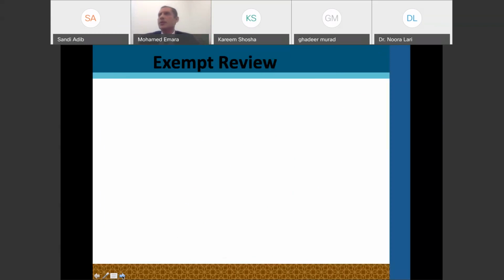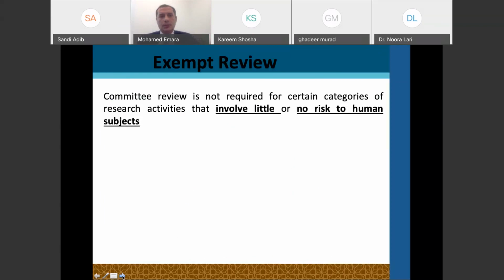So the first type is the exempt review, and this is the easiest one, which makes everyone happy, committee and researchers. Committee review here is not required for certain categories of research activities that involve little or no risk to human subjects. If there is little or no risk to human subjects at all, that's fine. So you're collecting some data, okay? Nice, no problem. You're having a questionnaire, or a survey, I'm sorry, survey collecting, but not dealing with any human subjects. Or even when dealing with human subjects, there is no risk or harm to them at all.